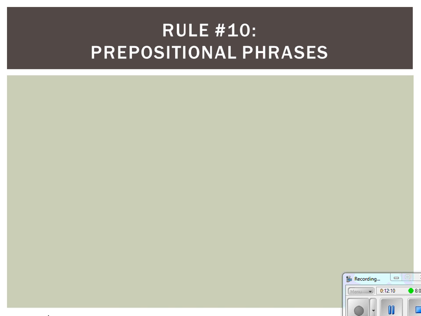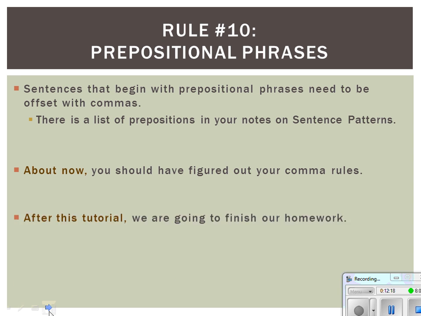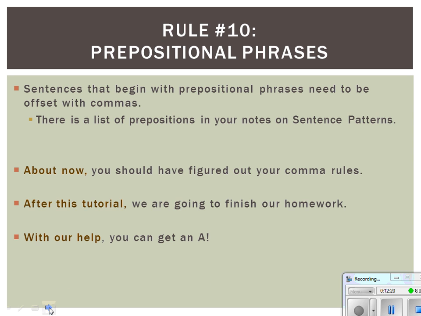Lastly, prepositional phrases. This is just a review. Prepositional phrases, we've seen them all over the place in sentences, and most of the time, prepositional phrases do not get any commas, okay? If a prepositional phrase is at the end of a sentence, it doesn't get commas. If it's between a subject and a verb, it doesn't get commas. But when a prepositional phrase is at the beginning of a complete sentence, it does get commas. This is the only time you should have a prepositional phrase with a comma. So again, you have a list of prepositions in your notes on sentence patterns, so you might have to go back and look at them.